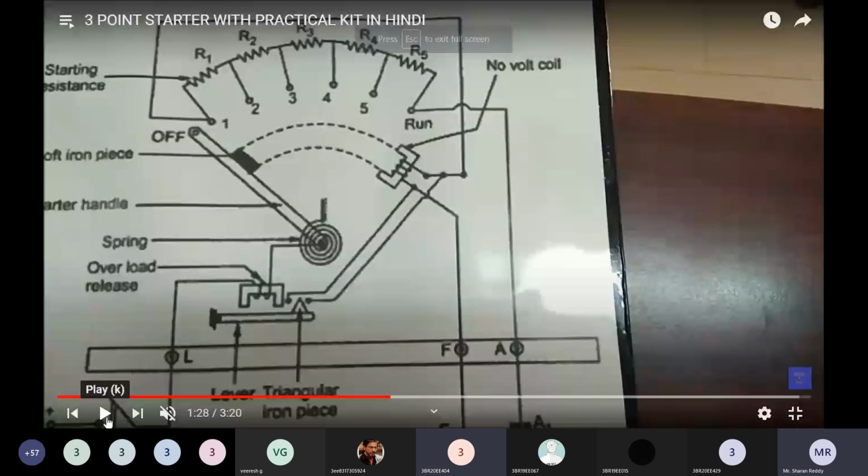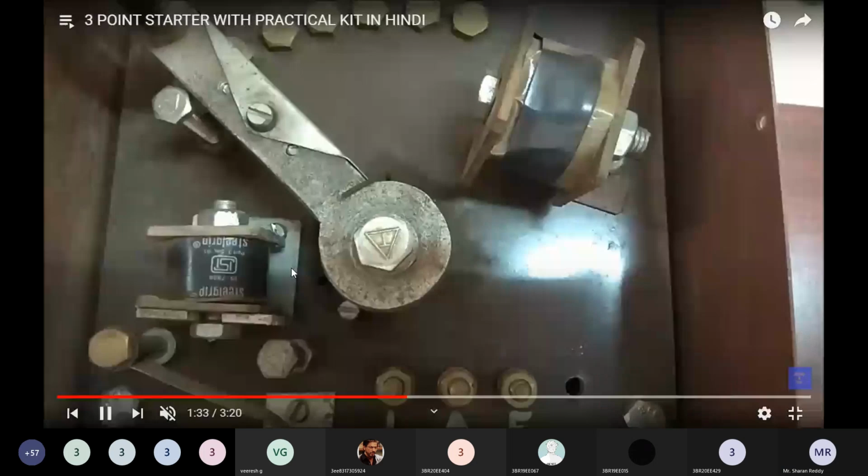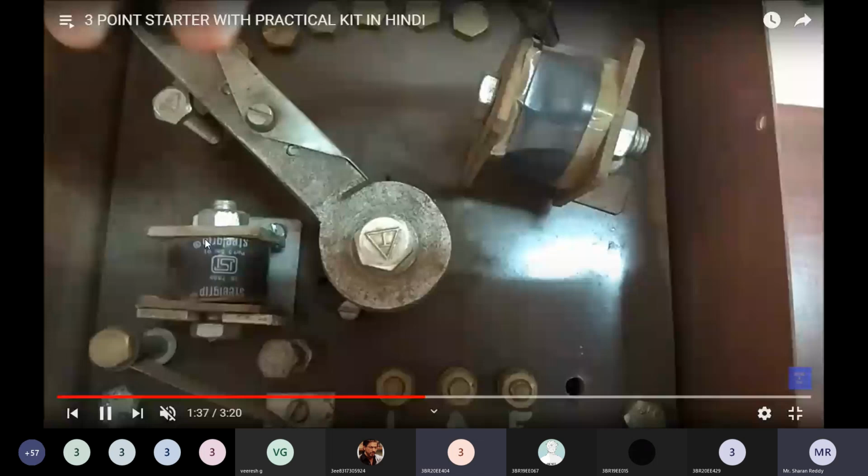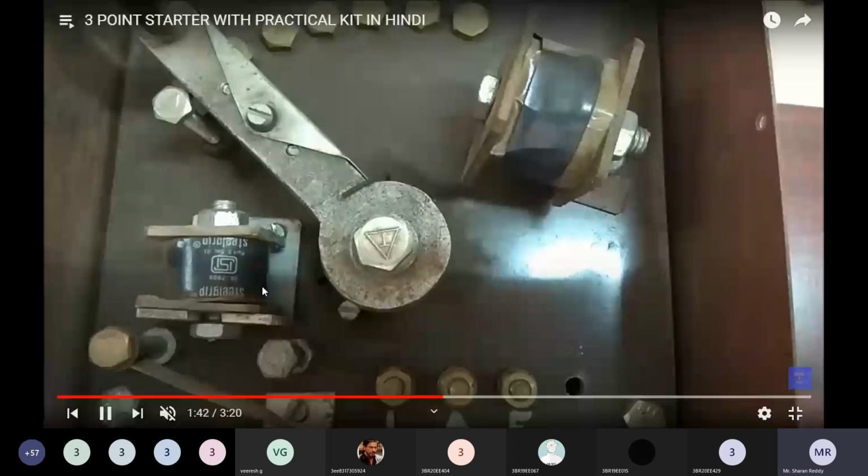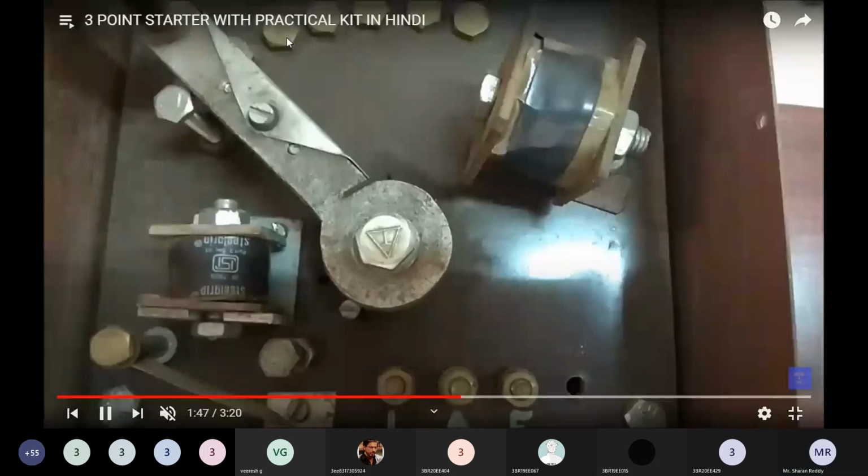Here you can see this is called a hold-on coil. These are called studs, button-like structures: 1, 2, 3, 4. See the handle, they are moving the handle from the start position to here. We are using this in the laboratory also.